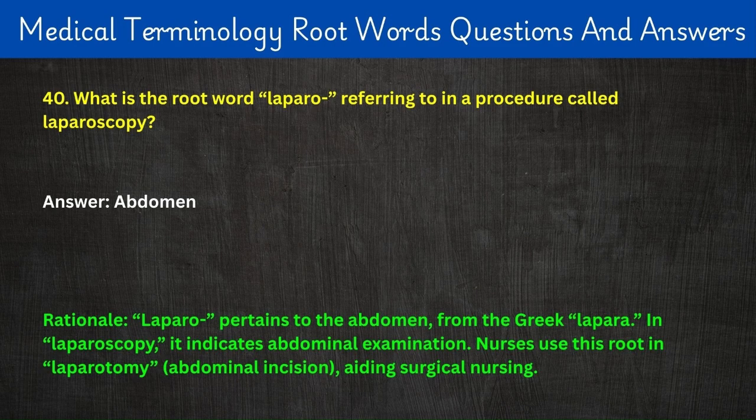40. What is the root word laparo- referring to in a procedure called laparoscopy? Answer: abdomen. Rationale: Laparo- pertains to the abdomen, from the Greek lapara. In laparoscopy, it indicates abdominal examination. Nurses use this root in laparotomy, abdominal incision, aiding surgical nursing.